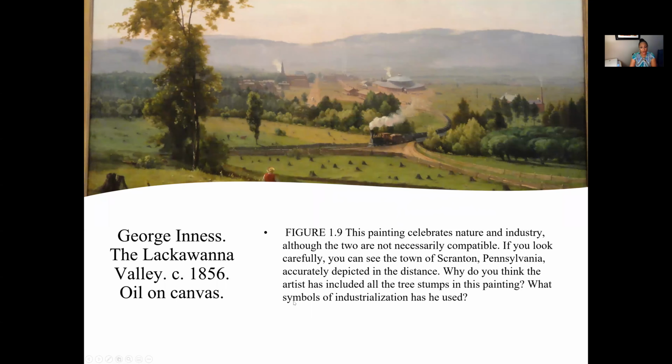So why do you think the artist has included all the tree stumps in this painting? What symbols of industrialization has he used in this work of art? These are some questions that you can ask yourself. Oh, we also see this man right here looking into the distance at everything that's taking place.